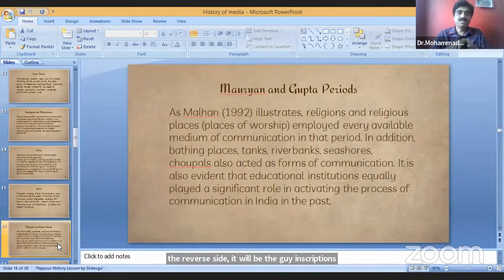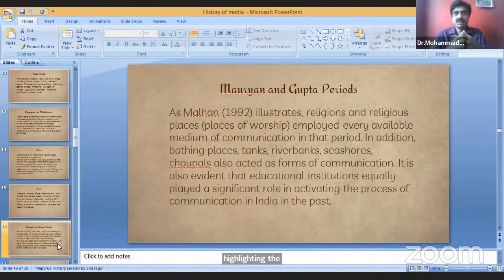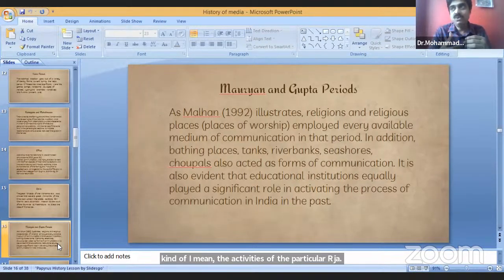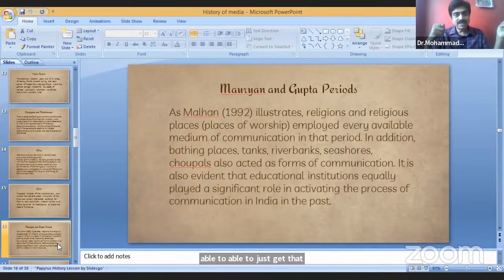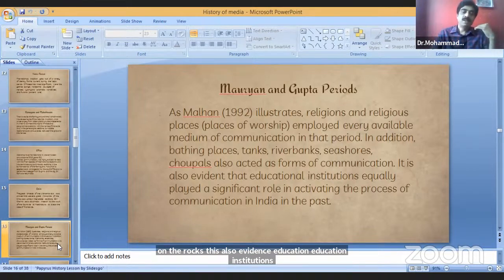If you go to a riverside, there may be inscriptions on the rocks highlighting the Rajas, their personality, their activities, the measures they took, or how people should behave. These are forms of communication established at river banks, seashores, and bathing places. The message inscribed on the stones could be read by people, and the main intention of these inscriptions was to highlight what kind of information was delivered. Educational institutions also played a role in activating the process of communicating with the people.